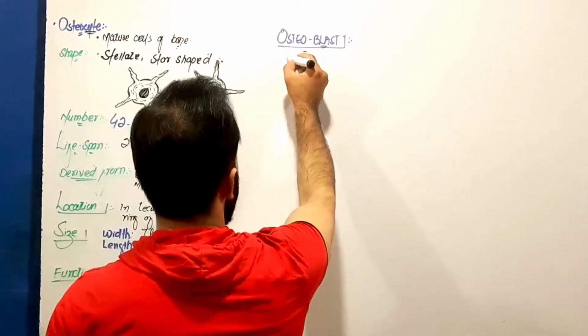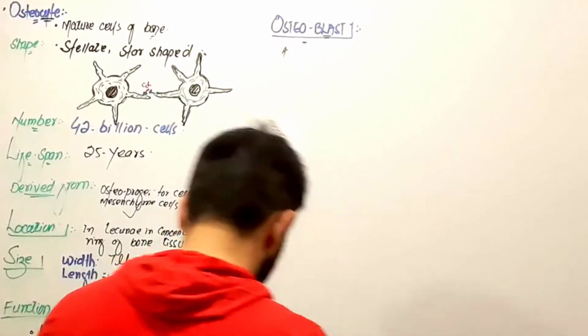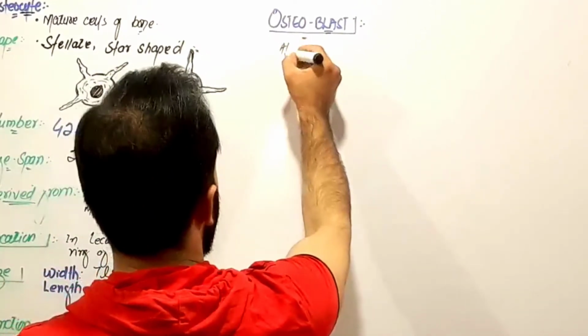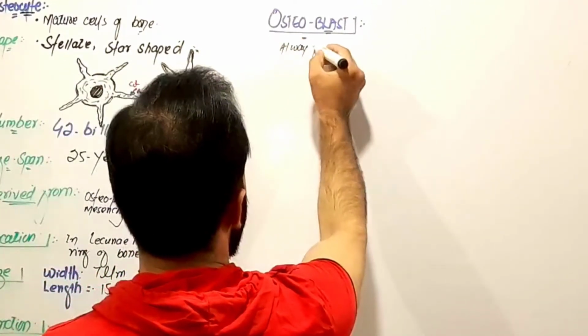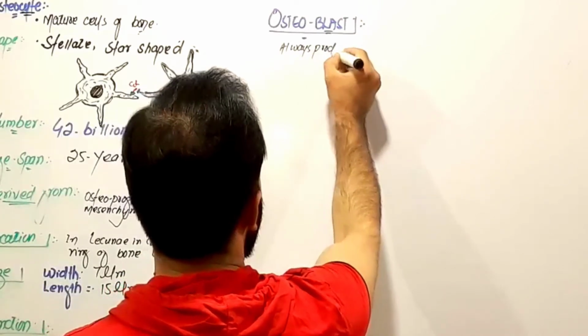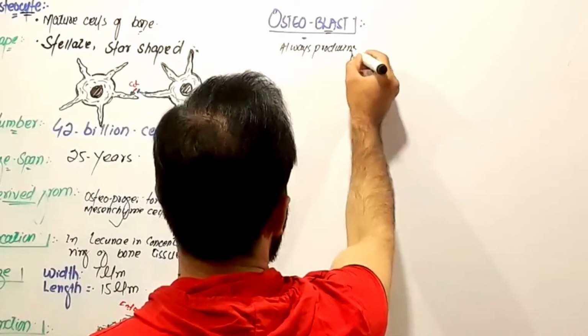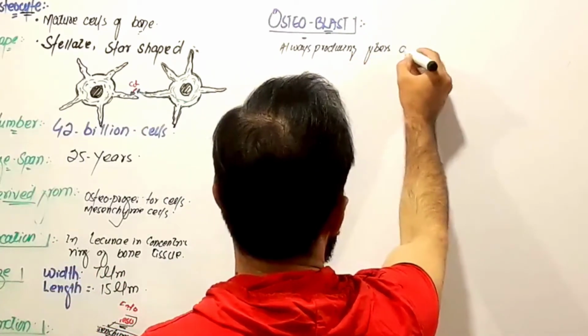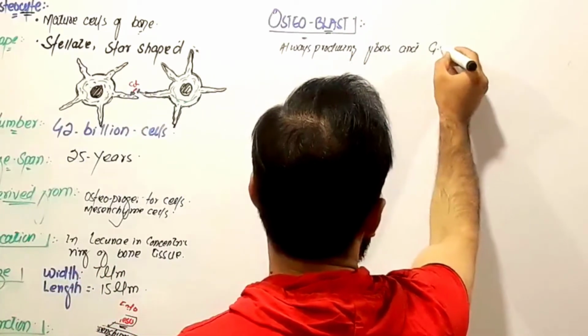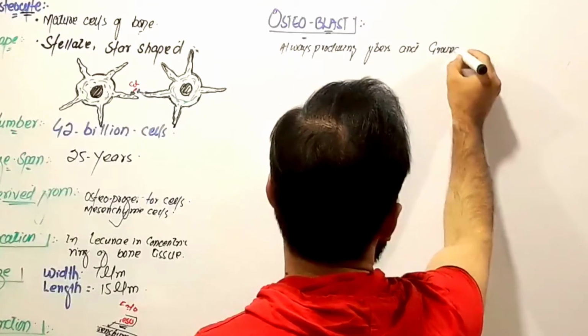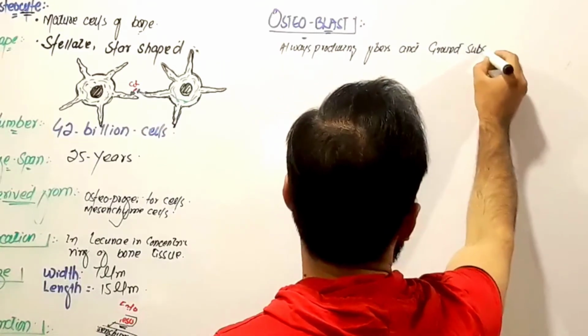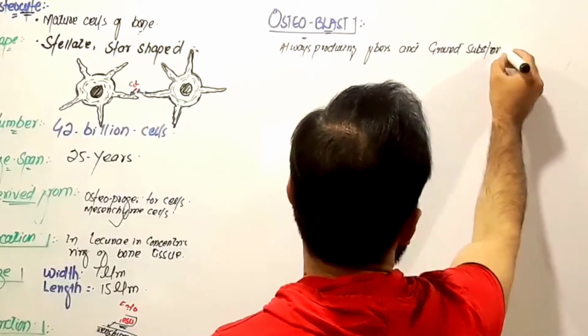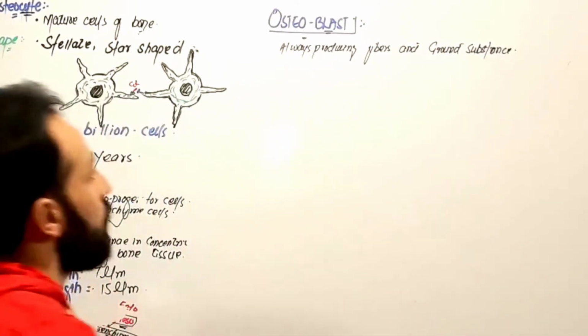So they are, let me change it. They are always producing fibers and ground substance or matrix, right? Ground substance or matrix for the bone.